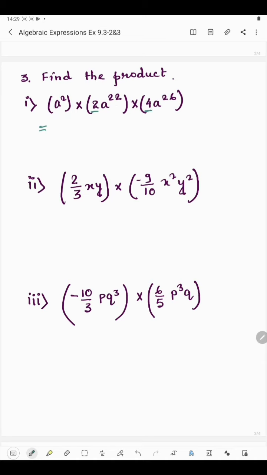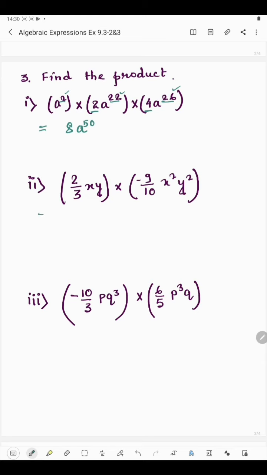So 2 multiplied by 4 is 8. Okay, then we have the variable a only, so we'll write a. Now how many times a is present? Here is 2, here is 22, and here is 26. So if you add this all, 6 plus 2 is 8, 8 plus 2 is 10, 0, 1 carry, 2 plus 2 is 4, 4 plus 1 is 5. So a to the power 50. So the answer of the first part will be 8a to the power 50.